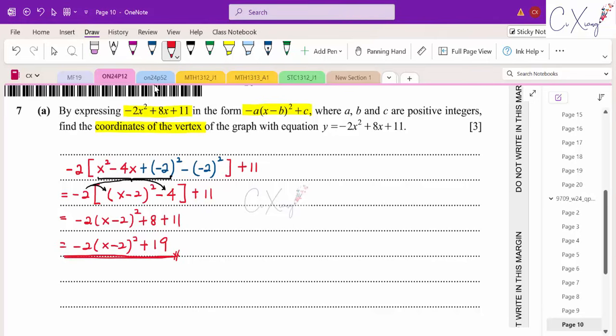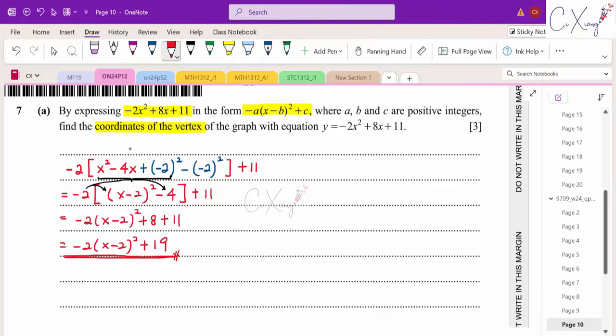Express our quadratic expression into this pattern. So you can double check your final answer. The -a means -2, a is 2. -b means -2 also, which is a 2 as well for the b. And then the c is positive c, which is a positive 19. And correct, you can see that the pattern follows what they want, and also all the values for a, b, c are positive integers, which is correct, right?